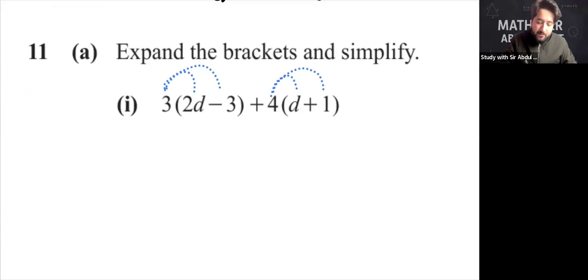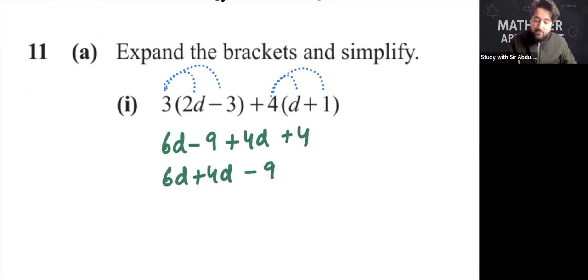So 3 twos are 6d minus 9 plus 4d plus 4. 6d plus 4d are like terms, so arrange it. Do not skip this step. Sometimes students in a hurry just write 6d plus 4d equals 2d. No, sometimes you have to arrange the question and see. If you take this extra step, you will have a lot of time in the maths exam.